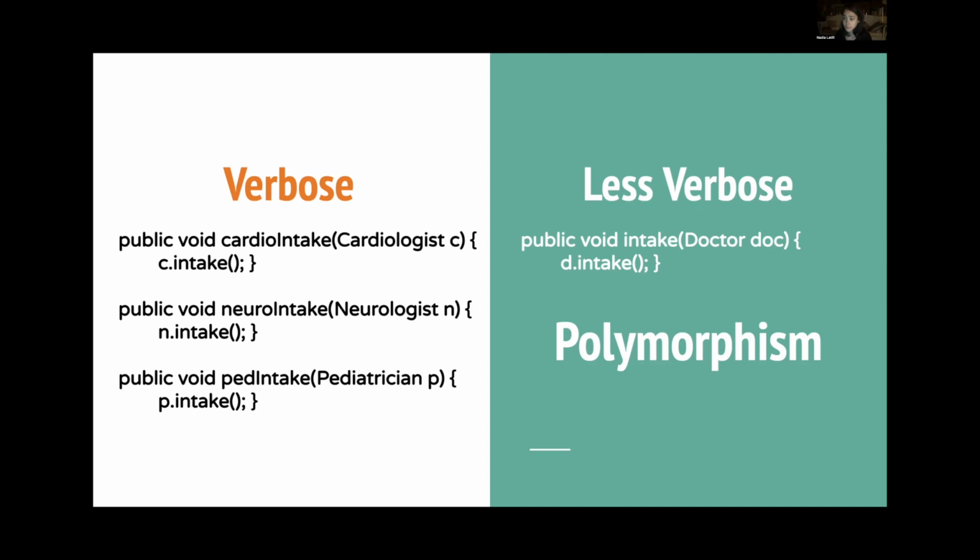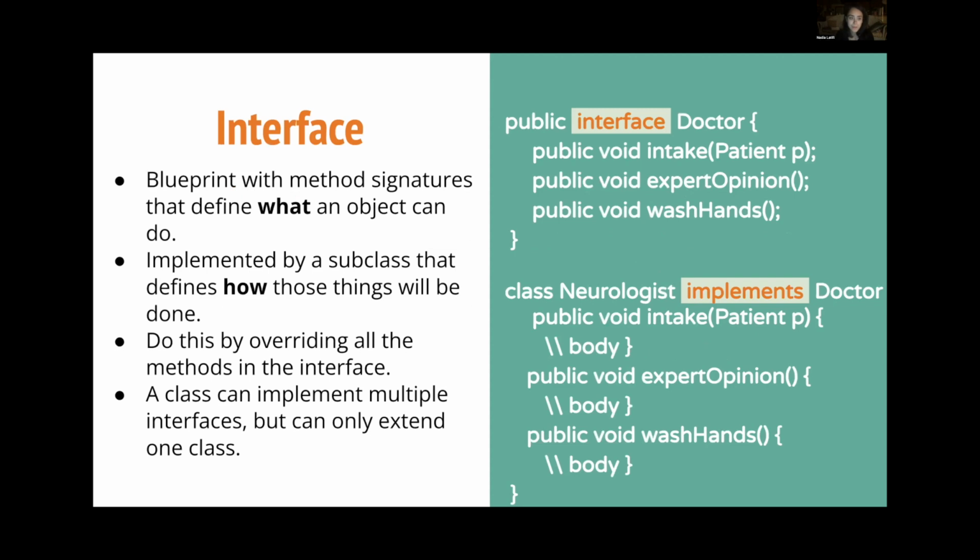So what we're seeing here is polymorphism. Polymorphism is when one object can take on different types. On the right side, we see that the public void intake(Doctor doc), that doctor right there, can take on many different types. That's a single object taking on many different types. That is polymorphism. So, now we understand what it is, but how are we going to make it happen?